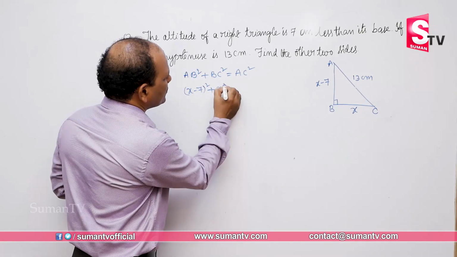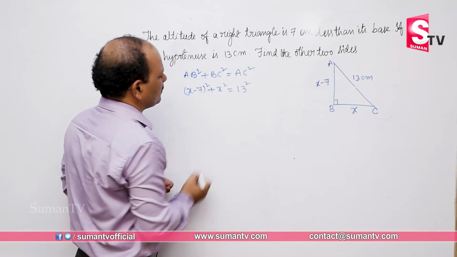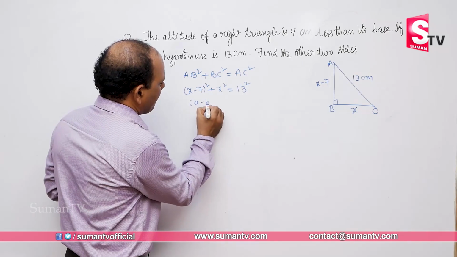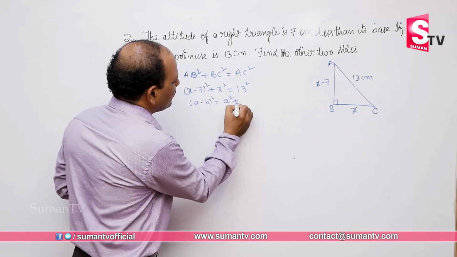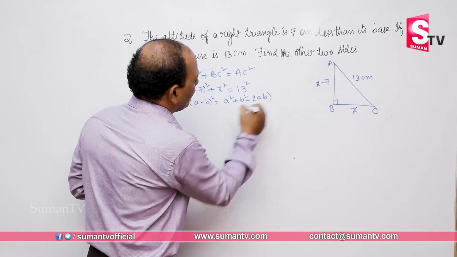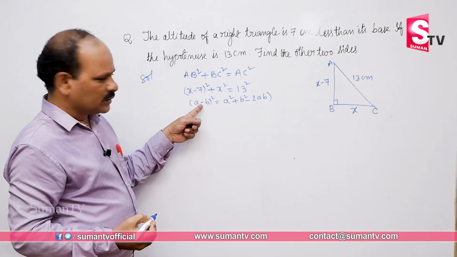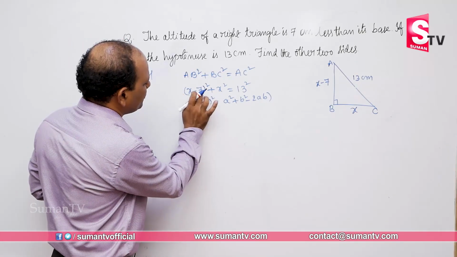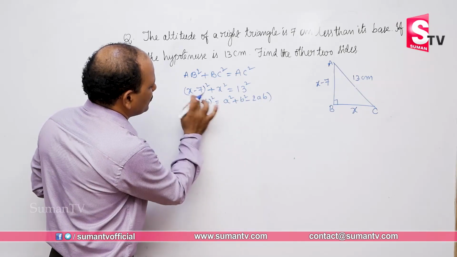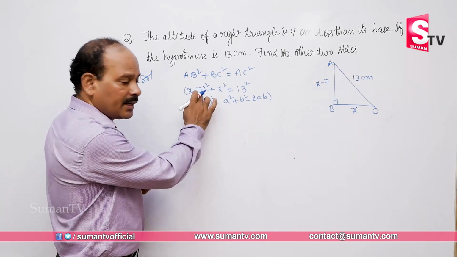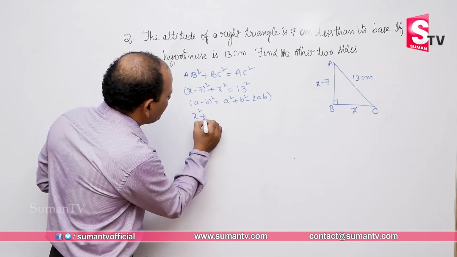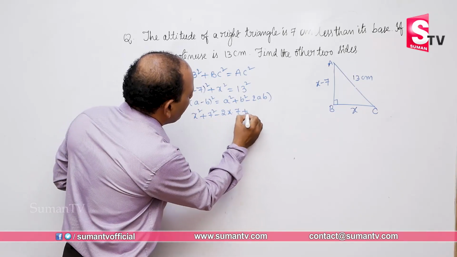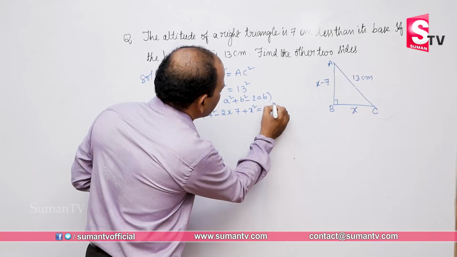plus x square is equal to 13 square. It is in the form of a minus b whole square, which is equal to a square plus b square minus 2ab. According to this formula, I am expanding this x minus 7 whole square. Here a is x, b is 7. a square plus b square minus 2ab. x square plus 7 square minus 2 into x into 7, plus x square is equal to 13 square.